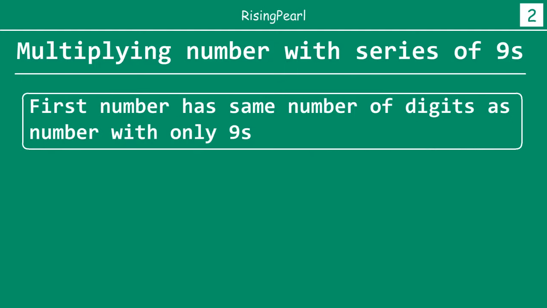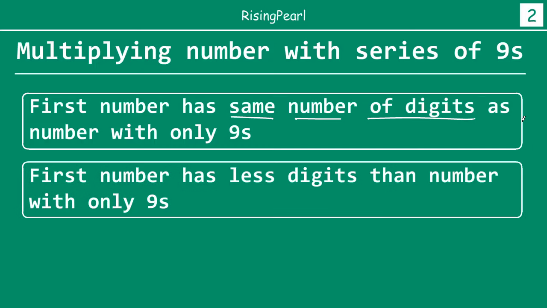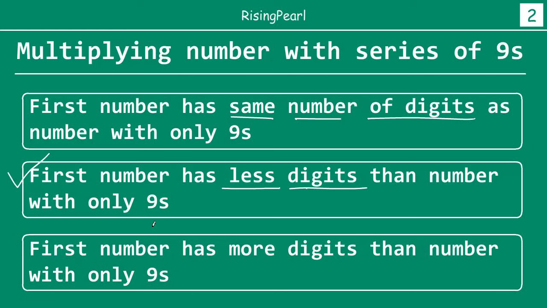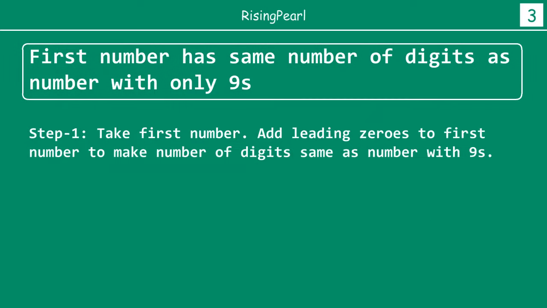In the last video we talked about the case where the first number, a random number, has the same number of digits as the number with nines. Today we are going to focus on the scenario where the first number has fewer digits than the number with only nines. And in the next video, from a completion standpoint, we will focus on where the random number has more digits than the number with only nines. We still have not talked about how we are going to do it.